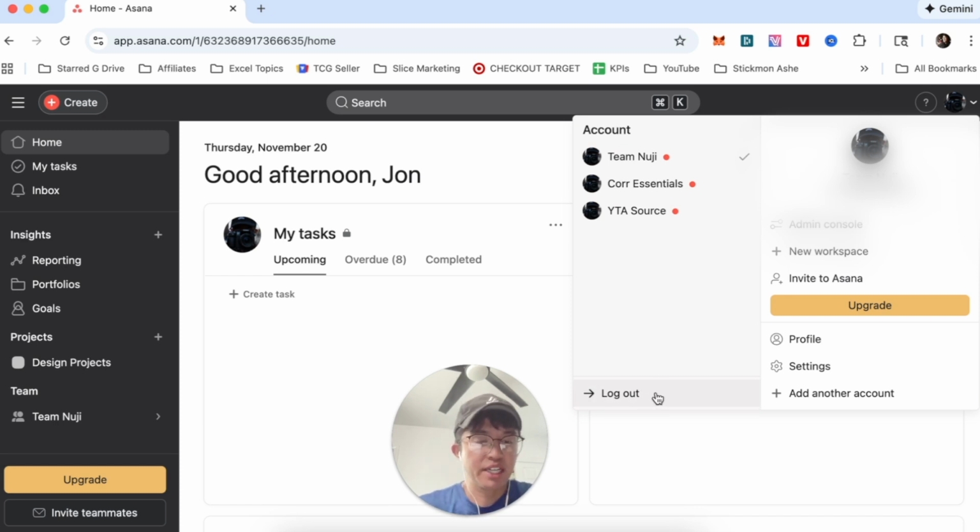But there you have it, guys. That right there is the best and easiest way that I know of to actually go ahead and log out of Asana in case you were looking for the log out button.